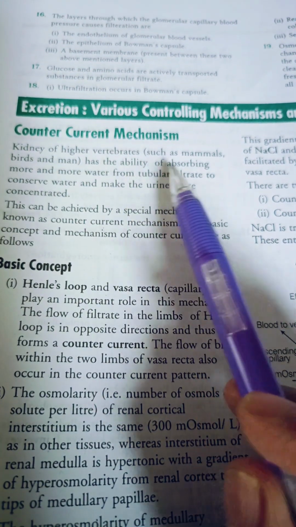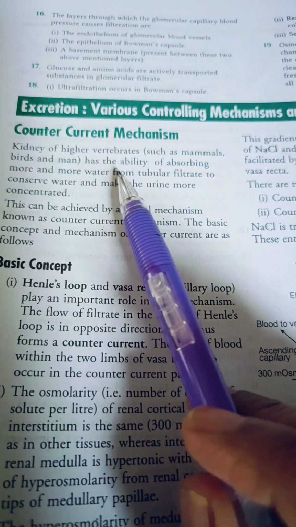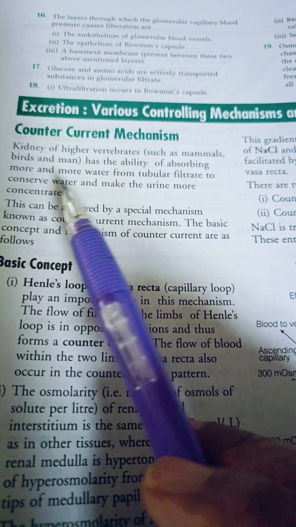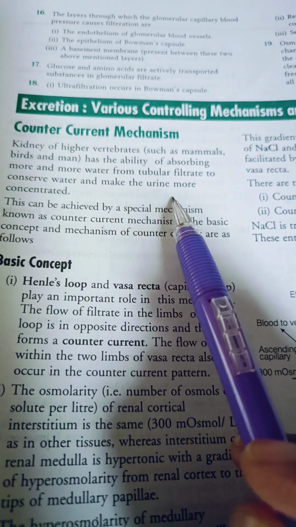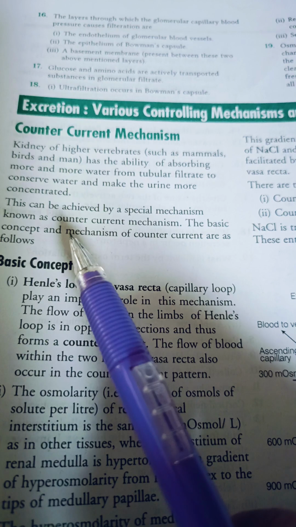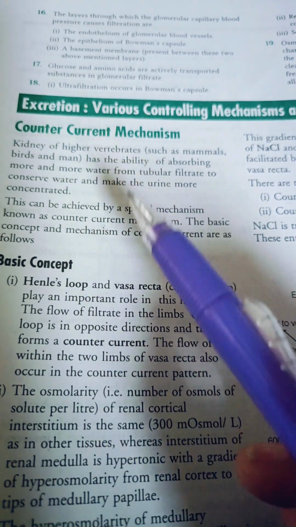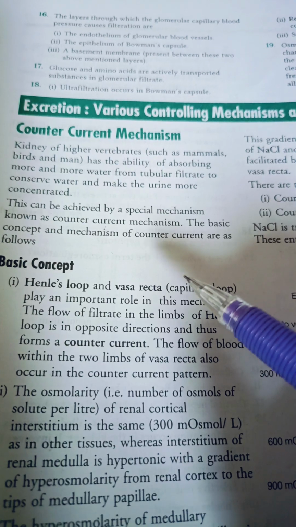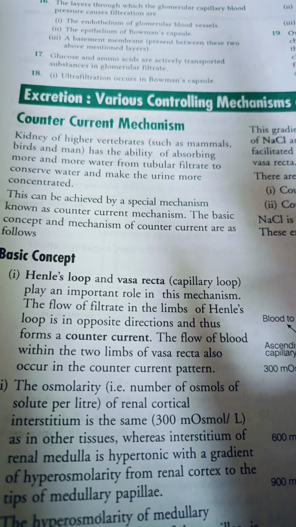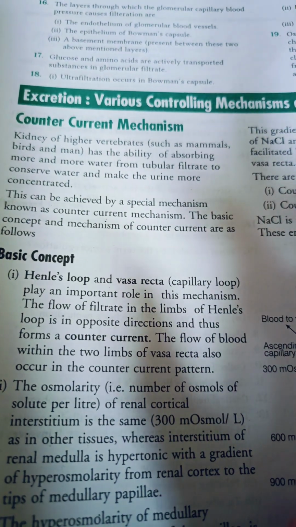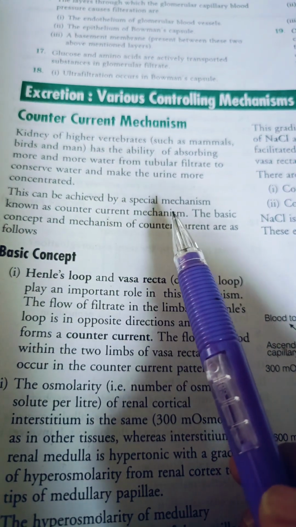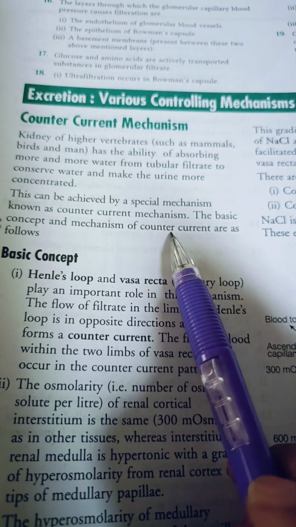The kidney of higher vertebrates such as mammals, birds and man has the ability of absorbing more and more water from the tubular filtrate to conserve water and make the urine more concentrated. While the filtrate from the glomerulus goes to the tubules, again more and more water is reabsorbed. Why? Because the body wants to conserve water, to keep good water in the body. This can be achieved by a special mechanism known as the counter current mechanism.